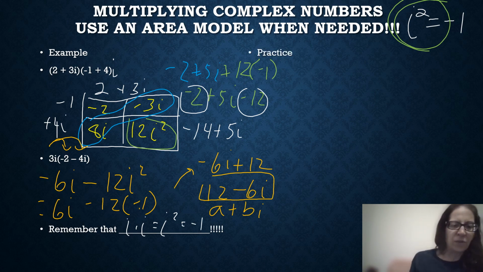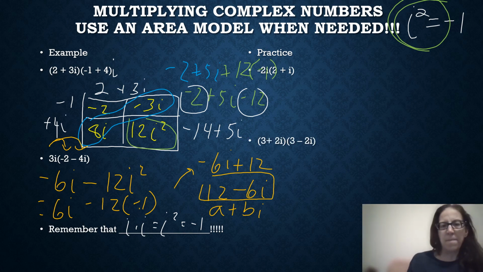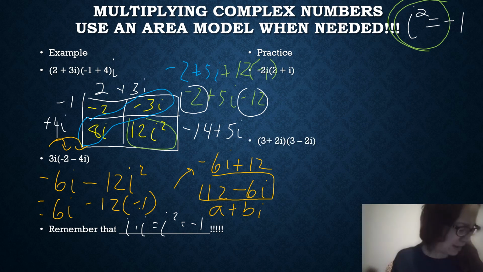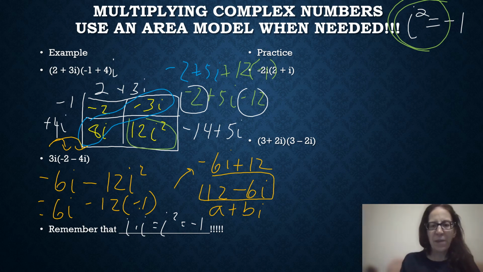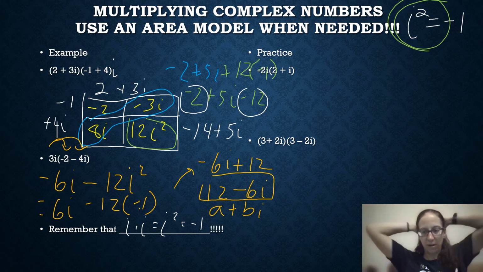Okay, so here's your practice. Up at the top there, it is negative 2i times 2 plus i. And then the bottom one is 3 plus 2i and then 3 minus 2i. So pause the video and see what you can do with this, and then unpause it when you're ready to go over it.